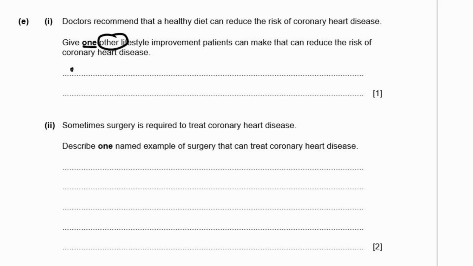Okay, so another thing that can reduce the risk of coronary heart disease: more exercise. You can write that in a sentence, you don't really have to, though. Also, you could say, stop smoking. If you're smoking, stop smoking, because that will reduce the risk of coronary heart disease and reduce stress levels. All of those things will give you a good mark.